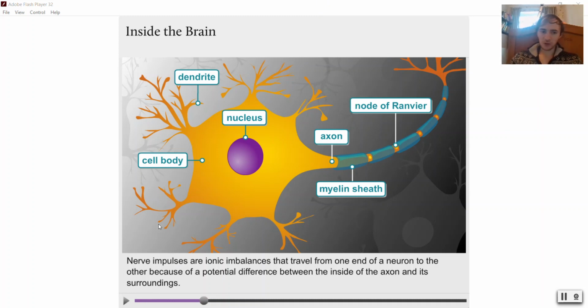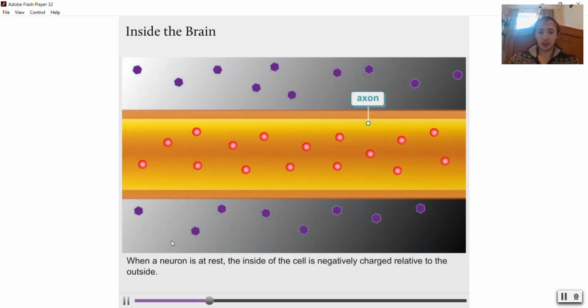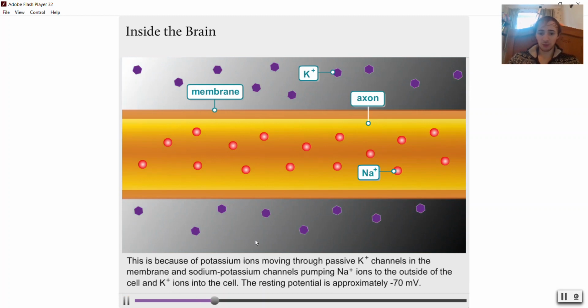First things first, we have to understand that in order for an impulse to travel along a neuron, you have to have an imbalance of ions, and that has to change in order to change the membrane potential. So we have to in some way move the potassium and sodium ions around. When we're at rest, the inside is negatively charged relative to the outside.